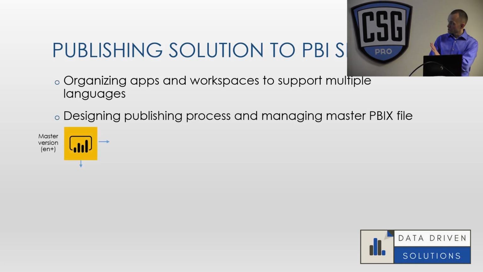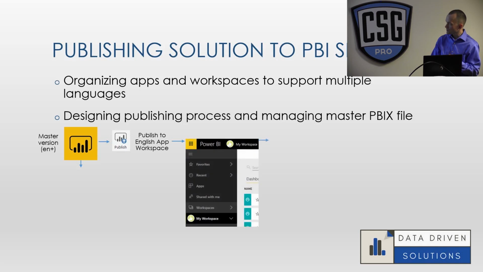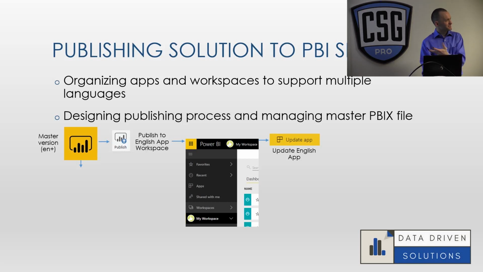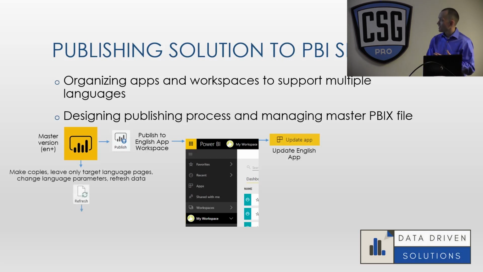So think about this. We have this master version, English. I call it English Plus because it has everything in it, and anything that's besides English is hidden: all the tabs, all the report pages. Then I publish that to the English app workspace and update my English app. I don't understand why I have to update the app. You would think that if it's under the app, the workspace should just be automatic, but you have to update the app for now.